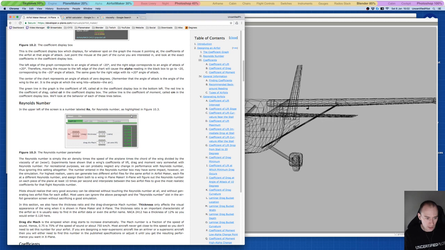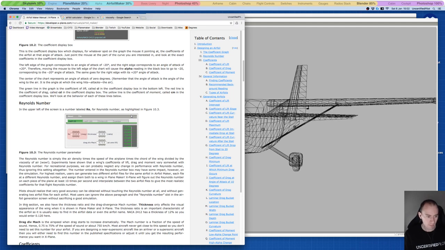Pilots should realize that very good accuracy can be obtained without touching the Reynolds number at all, and without generating two airfoil files for each airfoil. Most users can ignore the above paragraph and the Reynolds number slot in the airfoil generation screen without sacrificing a good simulation.